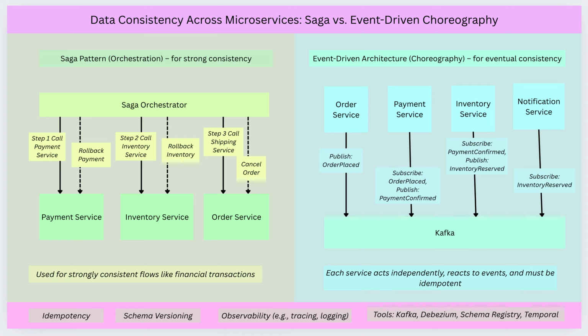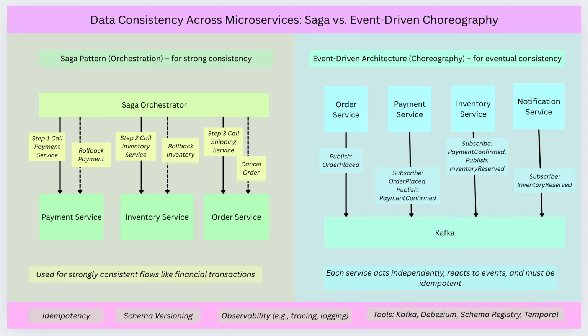It calls each participating microservice in order, like payment service, then inventory, and then order. If one step fails, it triggers compensating transactions, like refunding a payment or releasing stock to roll back the changes.